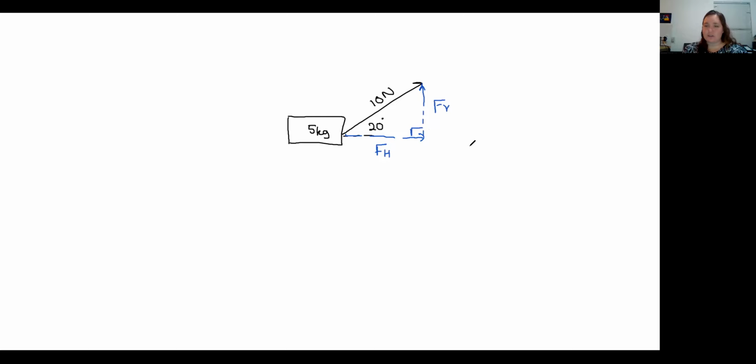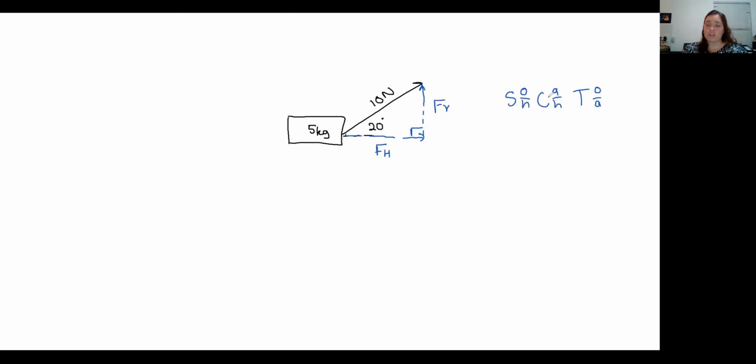Those two are at 90 degrees to each other, and I use trig ratios. Many of you will have different ways of expressing your trig ratios. I say sine is opposite over hypotenuse, cos is adjacent over hypotenuse, and tan is opposite over adjacent. And I even put in my little lines to remind me.